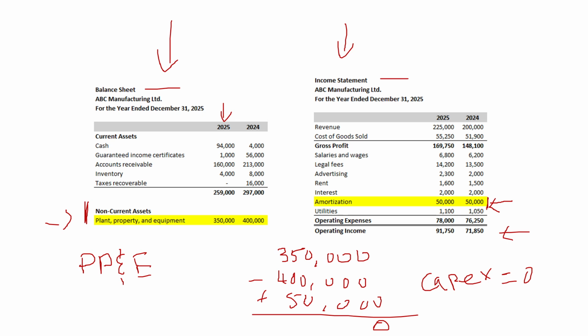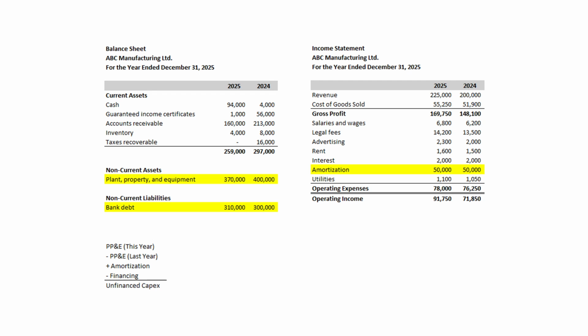So let's switch it up a bit. We made things a little more interesting on this slide, and I've also written out the equation for you. Here we're going to try to deduce the unfinanced CapEx, using the balance sheet and income statement. This time, first we want to take from the current year the PP&E, which is 370,000. I'm not going to add the extra zeros. We're just going to say that's 370,000. And then we're going to subtract from that the PP&E last year, which is 400,000, right?